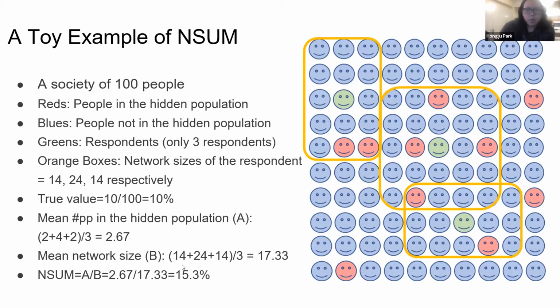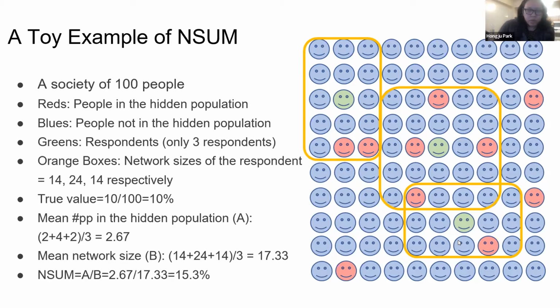Hello, I'm Hongju. I'm going to talk about an example of NSUM. Here is a society of 100 people. We are interested in how many people are in the hidden population. Red dots, red people, represent the people in the hidden population here. And we have 10 reds and 90 blues. Blues are not in the hidden population. So the true proportion of the hidden population here is 10%, 10 out of 100.